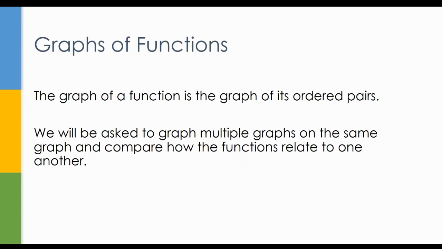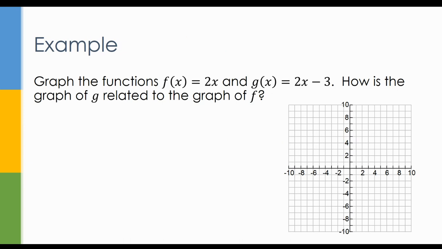Let's talk about graphs of functions. The graph of a function is the graph of its ordered pairs. We will be asked to graph multiple graphs on the same graph and then compare how the functions relate to one another. So we're essentially doing what we did in the last chapter. We're creating a table of values to make ordered pairs, but now we have more than one graph to do. So we're going to graph the functions f of x equals 2x and g of x equals 2x minus 3. We'll do that on the same graph. And then we are asked, how is the graph of g related to the graph of f?